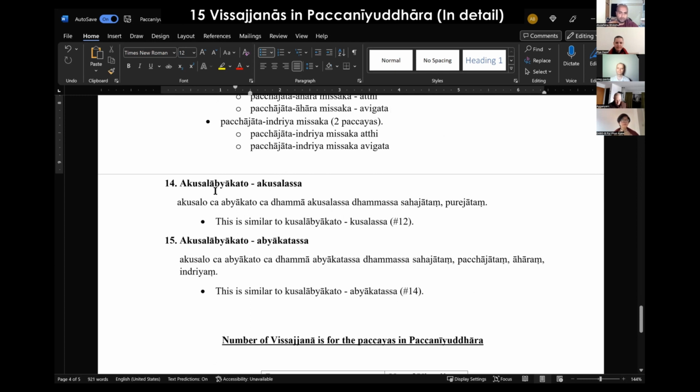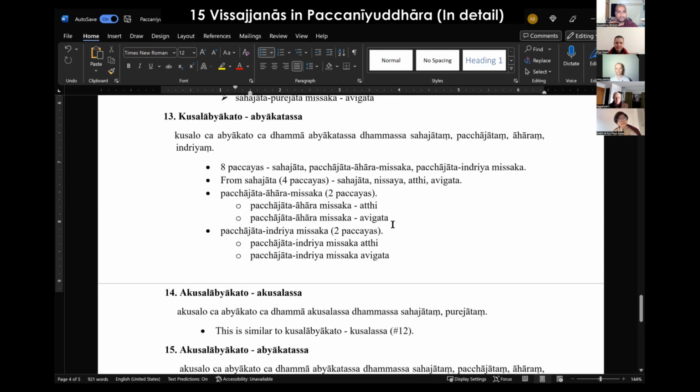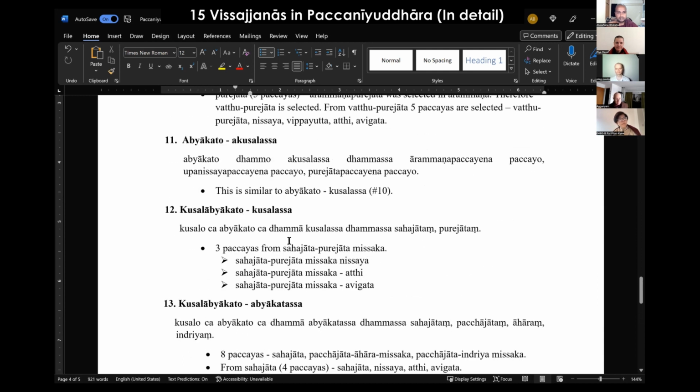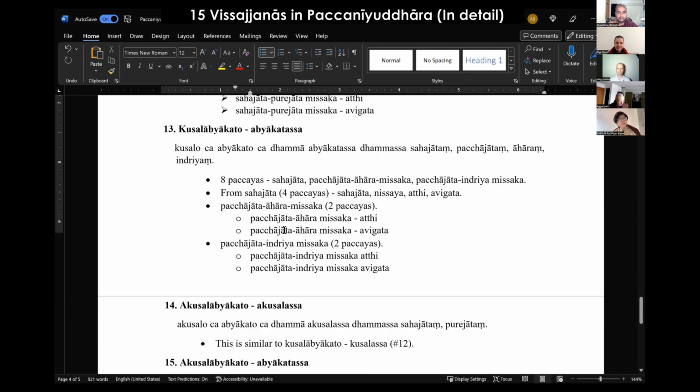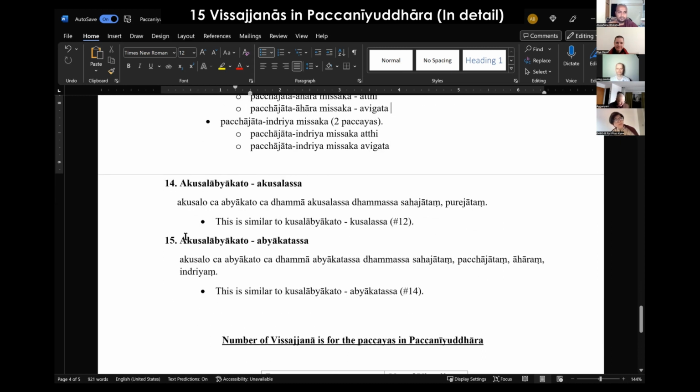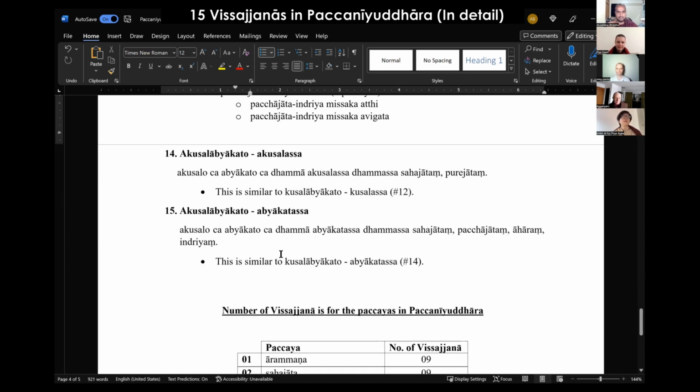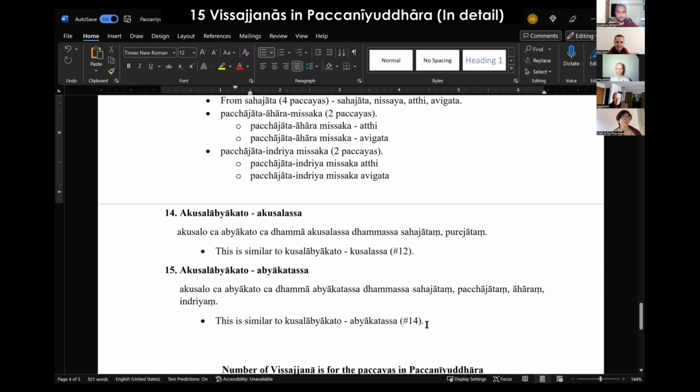In the 14th one, akusala abhyakato akusalassa, it says akusalocha abhyakatocha dhamma akusalassa dhammassa, and it says sahajātaṃ purejātaṃ. So this is similar to kusalabhyakato kusalassa, meaning the 12th one, right? The extraction of the paccayas is the same as the 12th one. And the 15th, the final one, akusalabhyakato abhyakatassa, that means akusalocha abhyakatocha dhamma abhyakatassa dhammassa sahajātaṃ paccayātaṃ āhāraṃ indriyam. So this one is similar to not 14, it's 13.